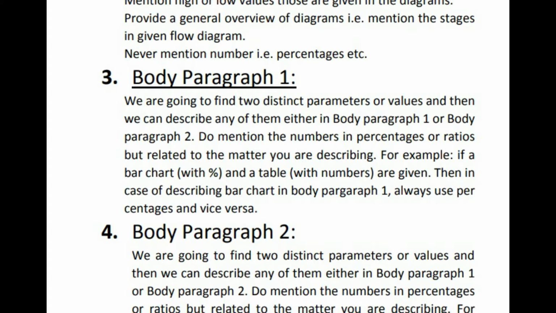For example, if a bar chart with percentages and a table with numbers are given, then in case of describing the bar chart in body paragraph 1, always use percentages and vice versa. Just mention the percentages if you are describing the bar chart, and if you are describing the table, in whichever body paragraph, you need to mention the numbers or the values from the table only, right? Body paragraph 2 also contains the same statement.